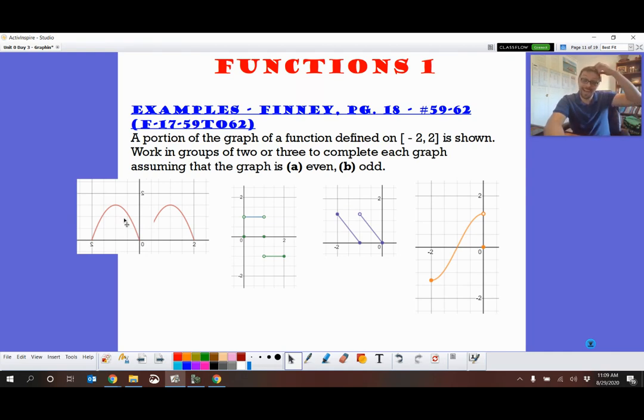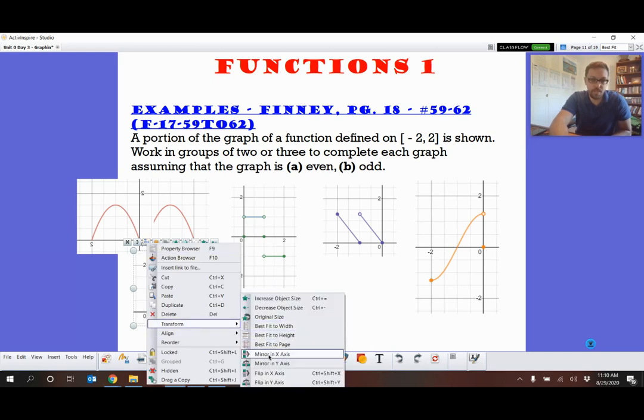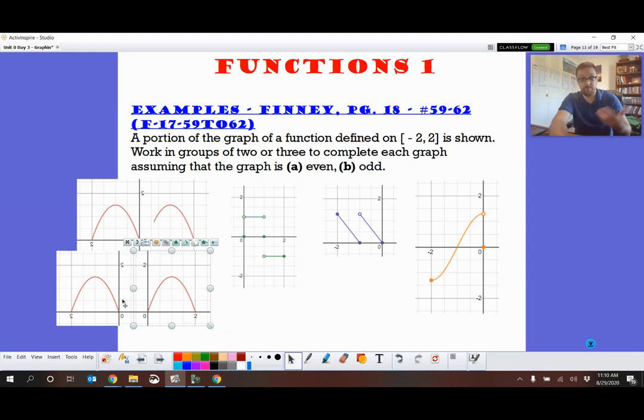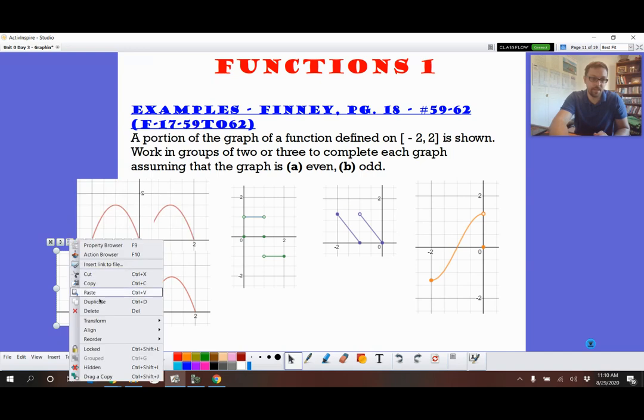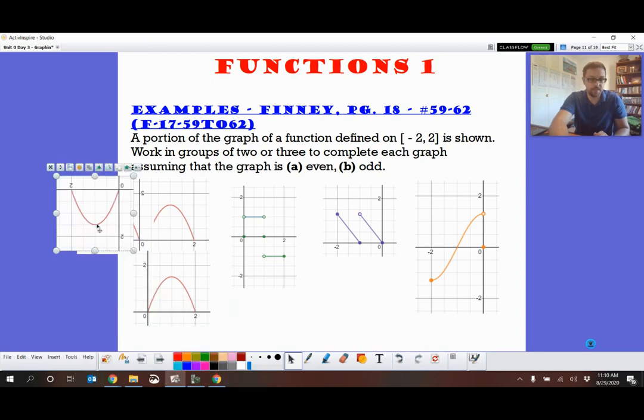If it was odd, so let me duplicate this again. If it was odd, it would have to flip over the y-axis and the x-axis. So this thing would need to, once again, get mirrored over the y-axis, kind of making the McDonald's thing, but then it's got to be flipped again so that it's upside down. So I've also got to flip it over the x-axis, like this.